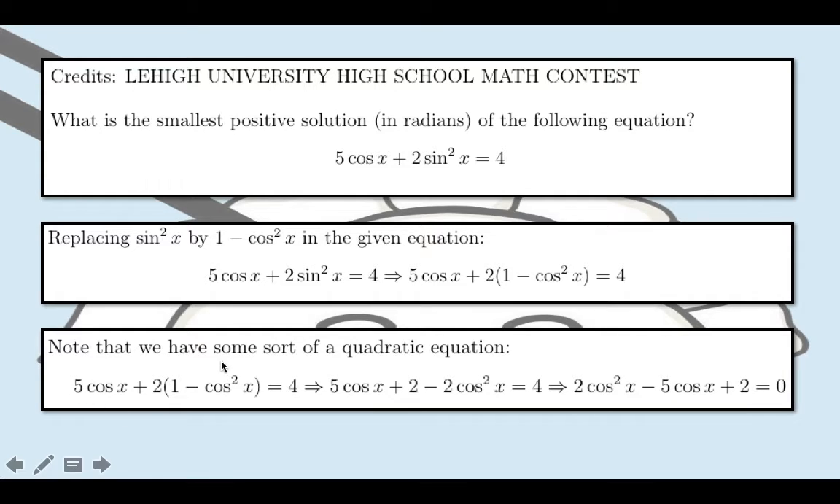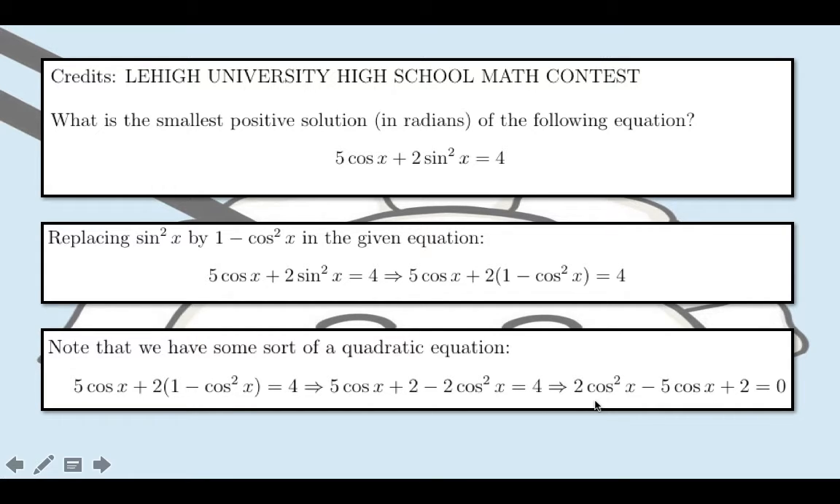So note that we have some sort of quadratic equation. Note how if we replace cosine x with some variable, let's say y, then it's going to be a quadratic in y. Now we can expand this to 5 cosine x plus 2 minus 2 cosine squared x equals 4. Simply distribute the factor of 2 to 1 minus cosine squared x. Then let's isolate everything to one side, and we're going to get that 2 cosine squared x minus 5 cosine x plus 2 equals 0.